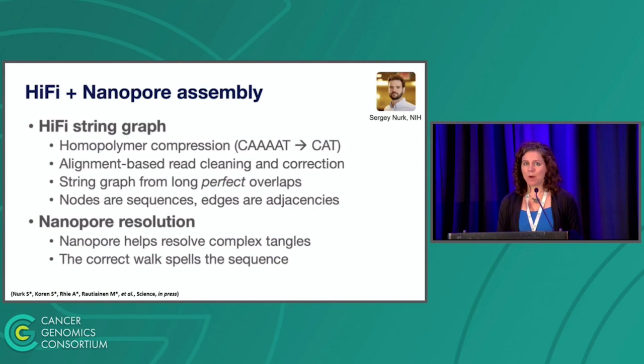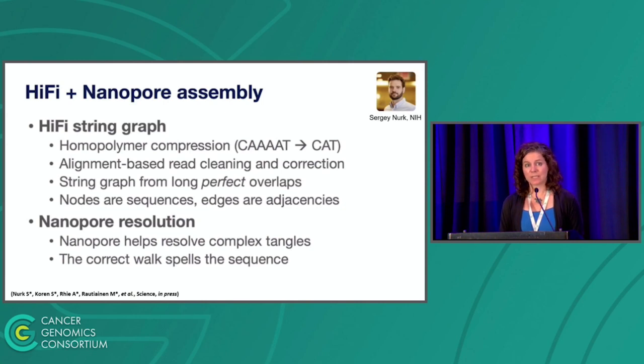So I want to take a moment and credit one particular person in Adam Phillippy's group. His name is Sergey Nurk. He was a postdoc at the time. And what he did is he took the HiFi data, these highly accurate reads, and the nanopore data, and came up with a plan of how we could start to think about assembly strategies to reach complete chromosome assemblies.